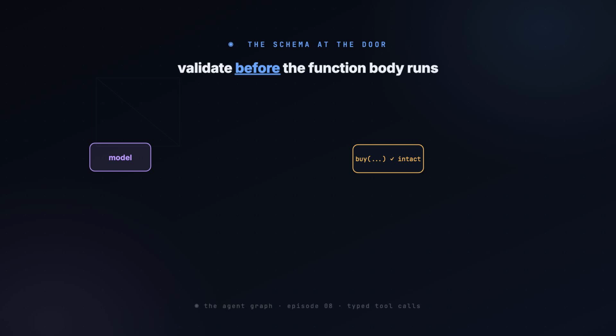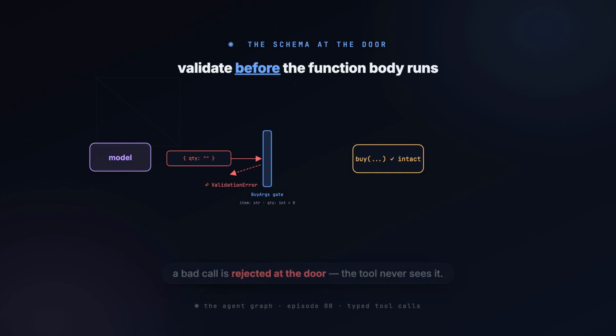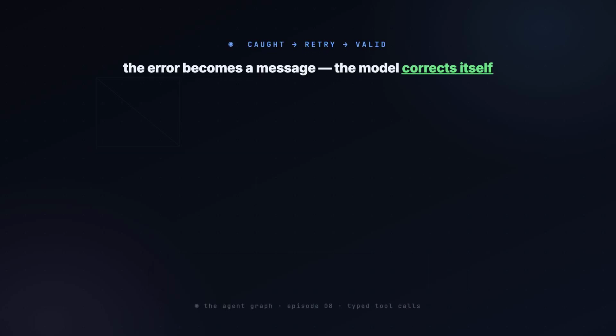Now attach a Pydantic schema to the tool. Every argument has a type. When the model's call arrives, LangGraph validates it against the schema before the function body runs. A bad call never reaches your code. It's rejected at the door with a precise error. That rejection is the whole trick.